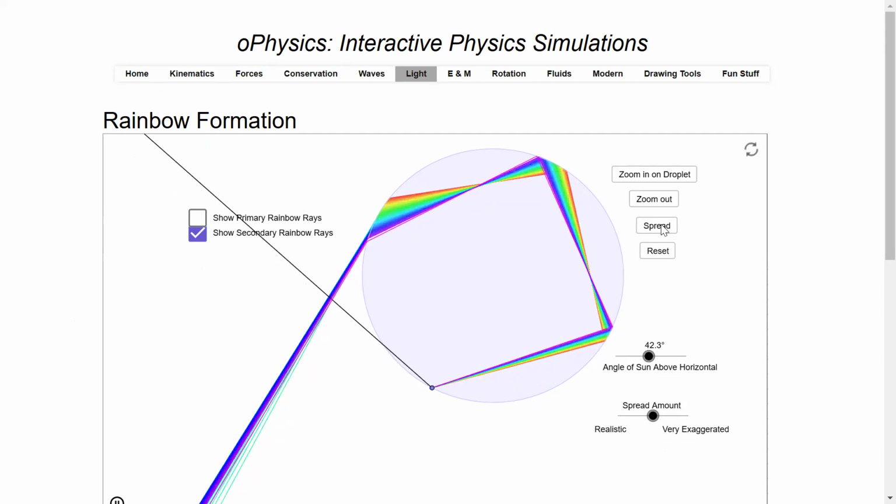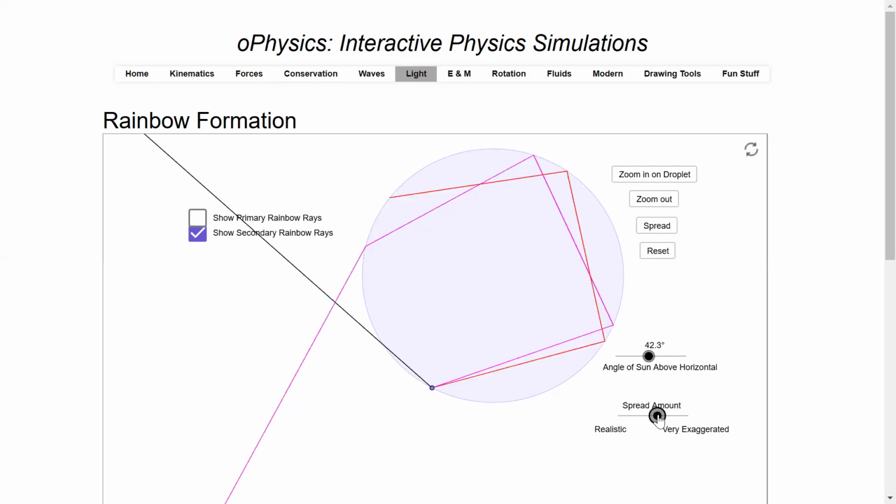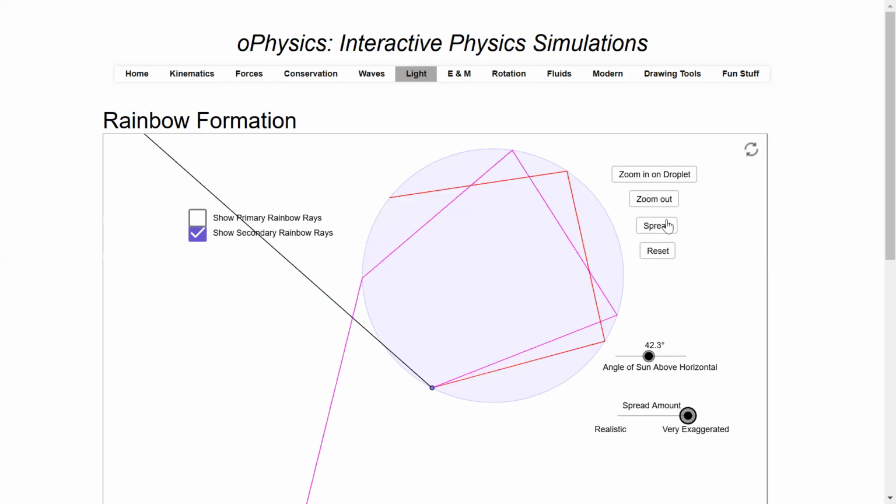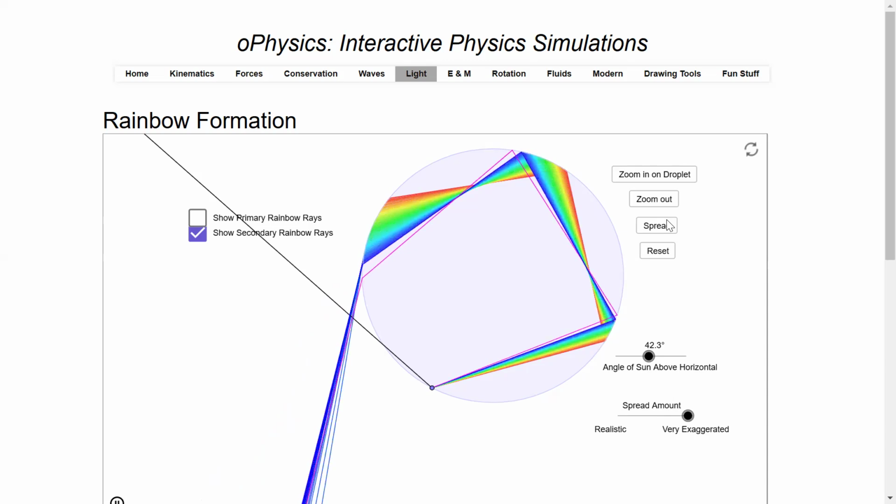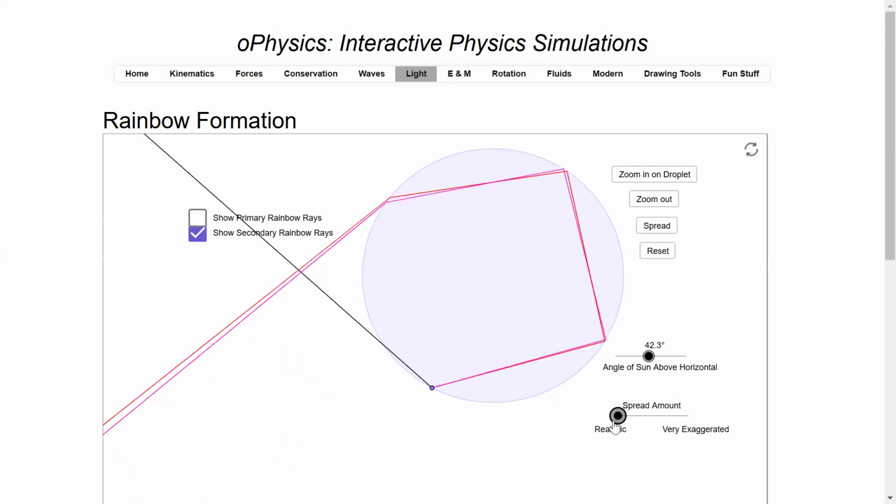Okay, so now you are clear with that. Yes, secondary rainbow rays. What is the concept? Began with the secondary rainbow rays. Okay, this is clear. You can see a very exaggerated mode of rainbow formation. In a realistic case, it is like this.